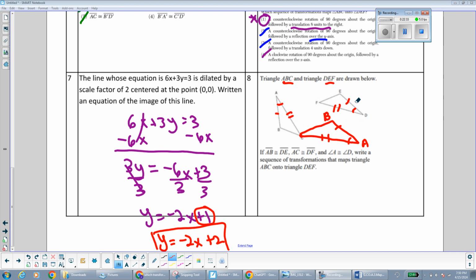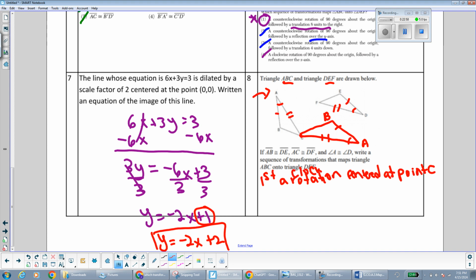So I'm going to put first a rotation centered at point C. And what direction is this? That's clockwise. So a clockwise rotation centered at point C.